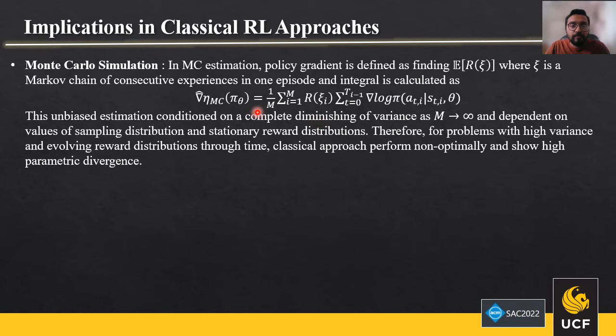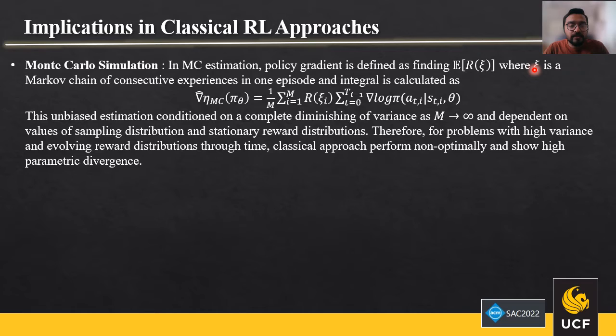where this capital M is the number of trajectories that we have collected, and this small t is the length of each trajectory, where this log pi shows the probability of taking action a_t^i at the state s_t^i based on the current representation through theta. This unbiased estimation in Monte Carlo simulation depends highly on an assumption that the variance of the system will vanish as we collect almost infinite numbers of trajectories.